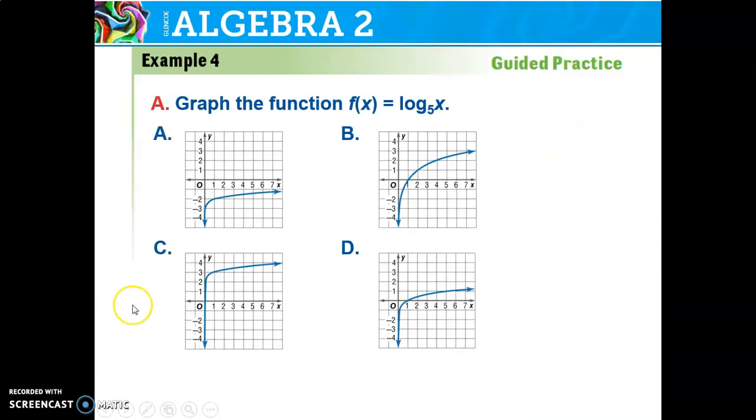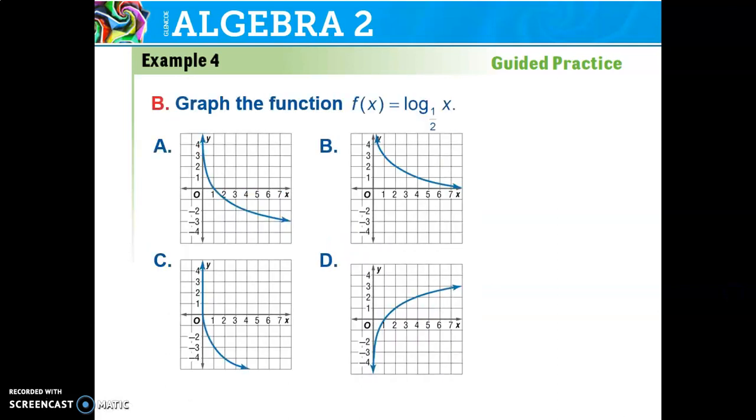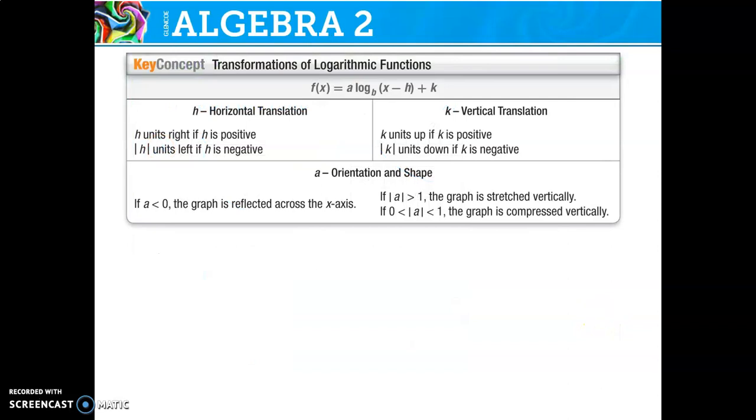Okay, which one is the graph of log base 5 of x? That is D. And which one is the graph of log base 1/2 of x? That is A.